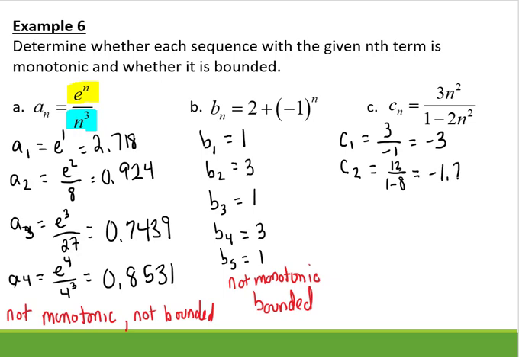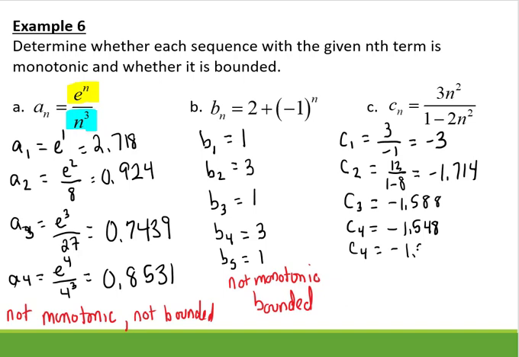The third one is negative 1.588. My fourth one is negative 1.548. And they keep getting, technically it's getting larger, but the absolute value of them is getting smaller. So therefore, we are monotonic.